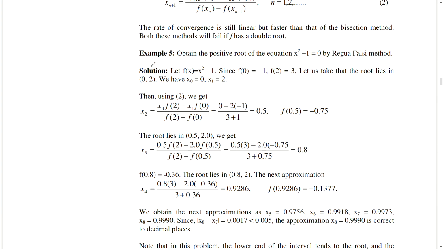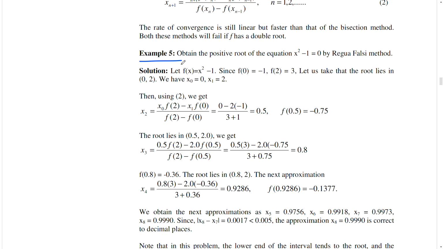Example 5. Obtain the positive root of the equation x square minus 1 equal to 0 by the regula falsi method. Solution. Let f(x) equal to x square minus 1. Since f(0) equal to minus 1, f(2) equal to 3, let us take that the root lies in (0, 2). We have x0 equal to 0, x1 equal to 2. Then using the formula we get x2 equal to (x0 f(2) minus x1 f(0)) by (f(2) minus f(0)) equal to (0 minus 2 times minus 1) by (3 plus 1) equal to 0.5. f(0.5) equal to minus 0.75. The root lies in (0.5, 2.0).